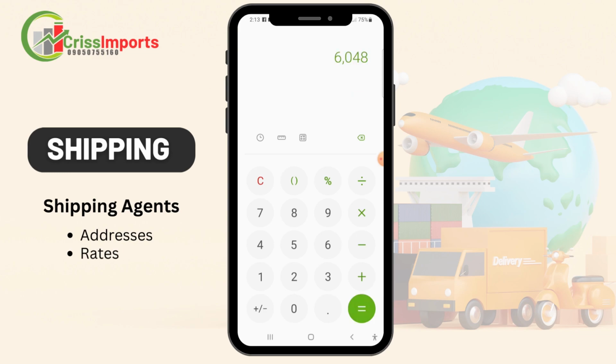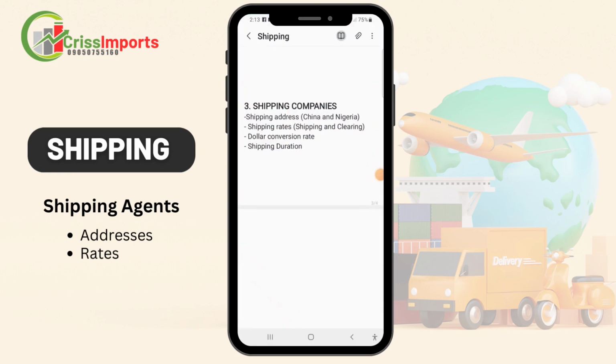So this is what you're buying. Let's now say we are buying for 10 kg. We're going to be paying 60,000 naira for 10 kg with Skyjet. So that's it. That's how it works. You need to know all these things. So that's it for dollar conversion.